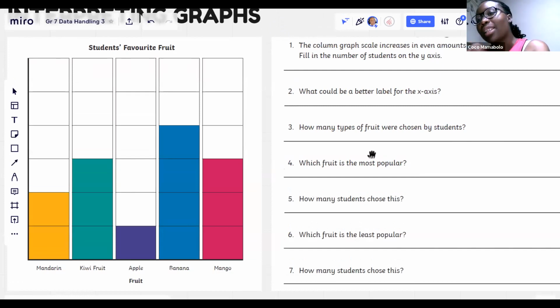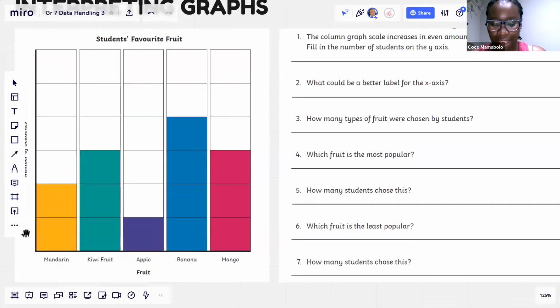Now there were 26 students that did this survey on favorite fruit. So fill in the number of students on the y-axis. So what they want from us is the numbers that would go in on the left-hand side. So which numbers are we going to put at each interval over here? Okay. And the way we're going to figure that out is by counting each of the blocks. How many blocks do we have all together?